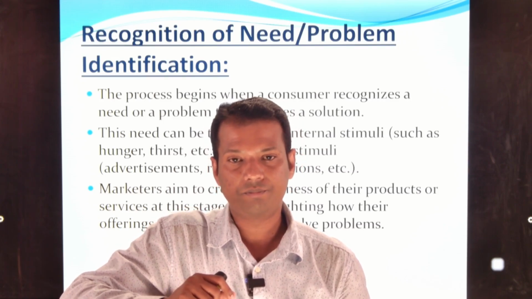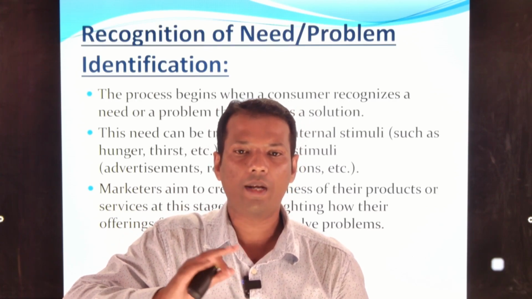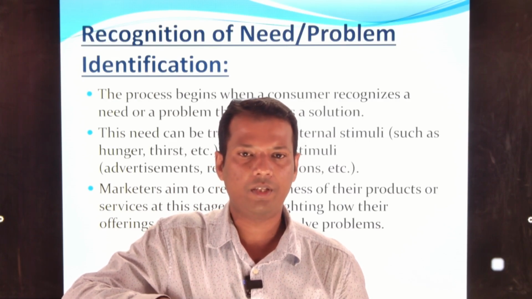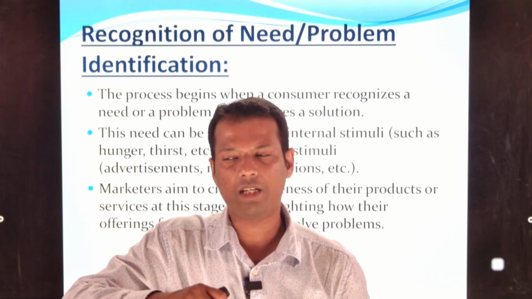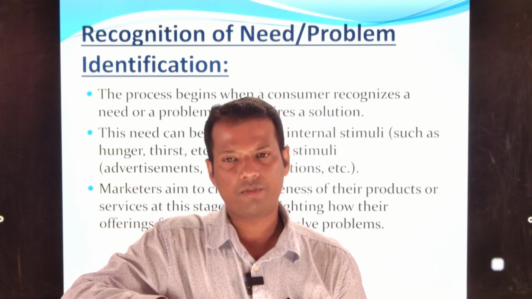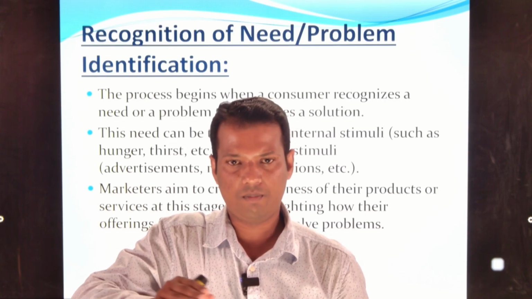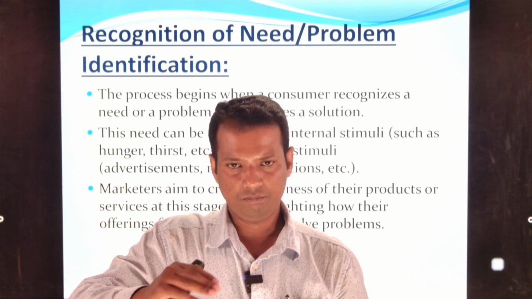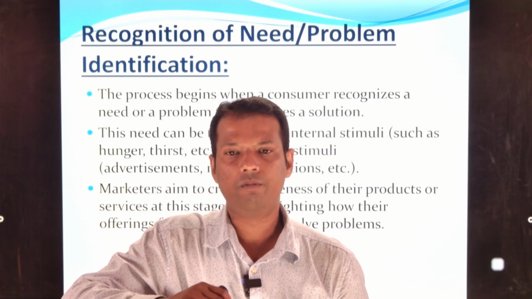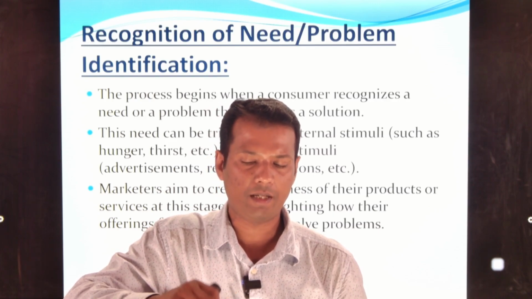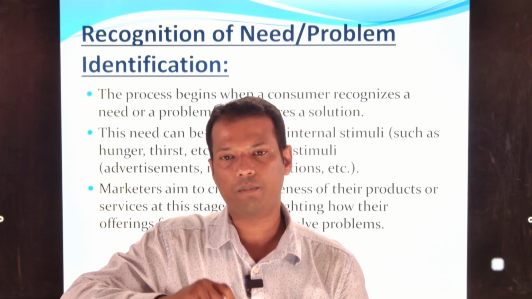And what is external stimuli? External stimuli means a lot of advertisement, online and offline, and various recommendations from your family, friends, and peer groups. So we tend to understand that this is the problem, and it can be solved through a particular product we learned about from advertisements or recommendations.